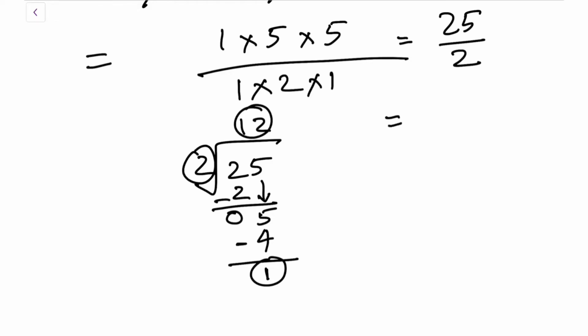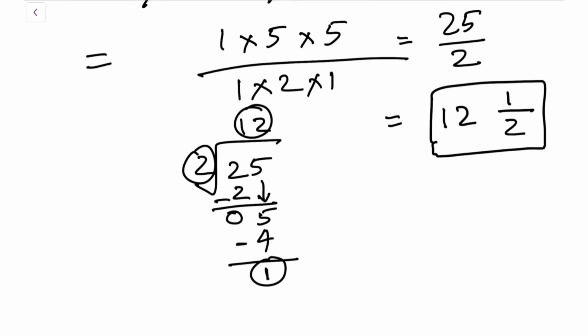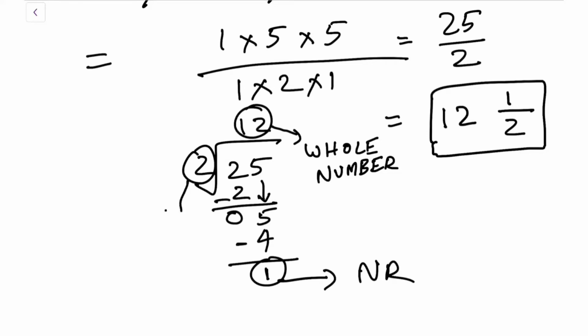So your mixed fraction will become 12 1 by 2. This is your simplest form. How did I do that? This 12 becomes your whole number part. You've seen this earlier. I'm just reminding you once again. This is your numerator and this is your denominator. So the mixed fraction will have your whole number part and the fractional part with the numerator and the denominator. So that's how you can do multiplication of fractions.